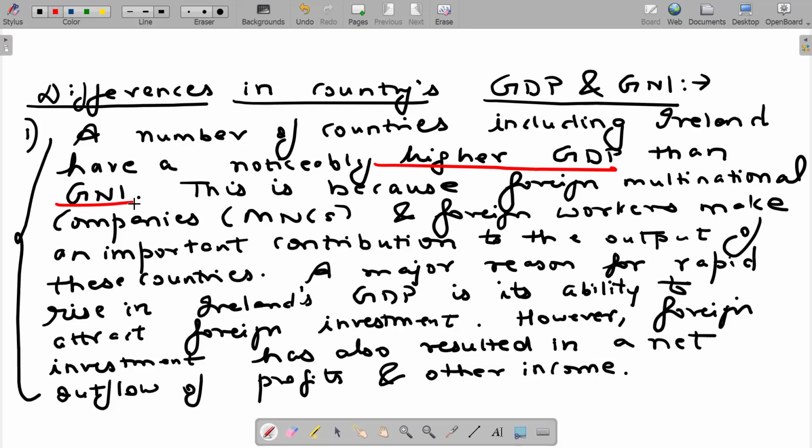Such economies, like Ireland in recent years, attract a lot of foreign direct investment, because of which the production, the output, and the income generated within the economy is very high. But it also means that a lot of profits and income is going to flow out, because the foreigners producing goods and services in my economy will ultimately take their profits and income back to their own economy. For such economies, GDP is higher than GNI.